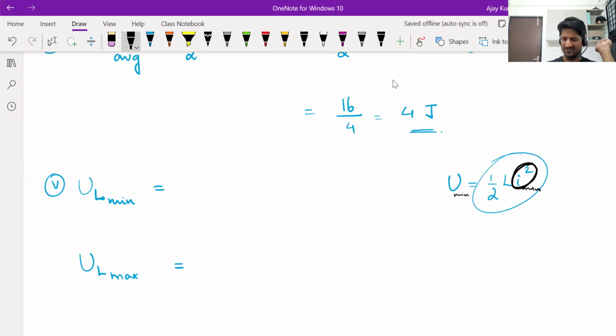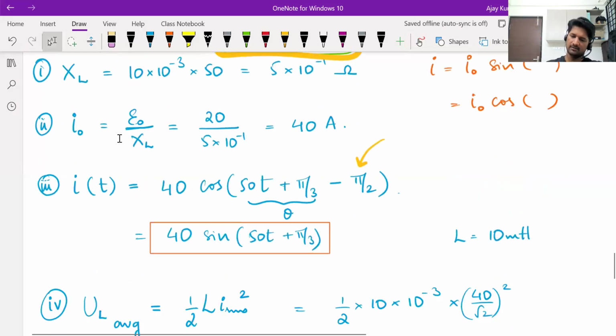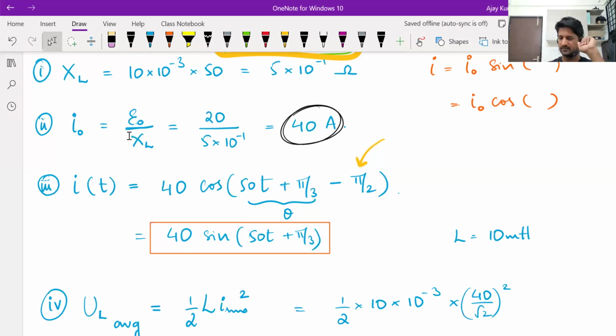Zero. Correct. The minimum value of the sine square function is 0. So see, current keeps oscillating between minus 40 and plus 40. We found that the peak value of current is 40. Okay. So current keeps oscillating between minus 40 and plus 40. Somewhere in between, it touches 0 also for an instant.